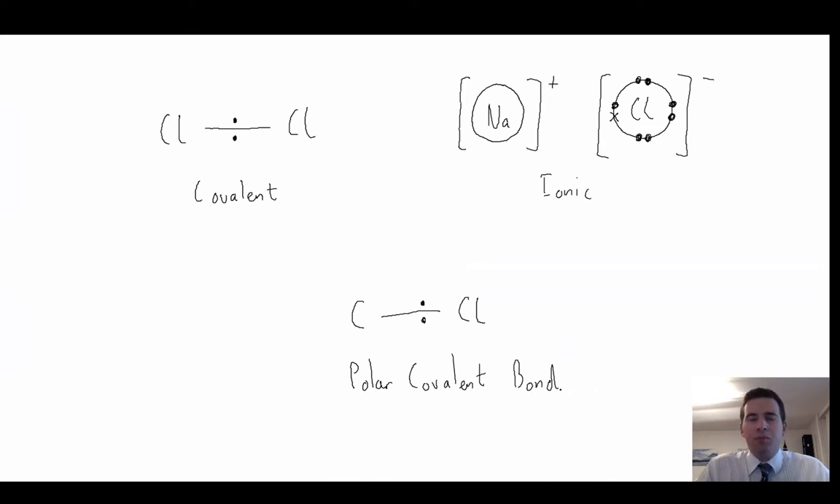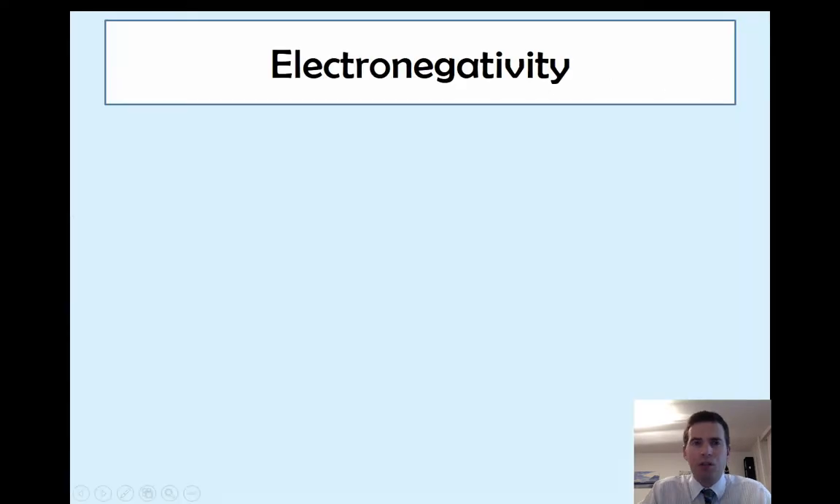And this is because, much like a magnet or the Earth, this type of bond has poles. Because the chlorine has slightly more electron density than the carbon, it is termed delta negative. And because the carbon has lost some of its electron density, it has a lower amount of electron density, we say it's delta positive. This is a polar covalent bond. Now, how do you know if a bond is polar or not? Well, that is to do with something called electronegativity.